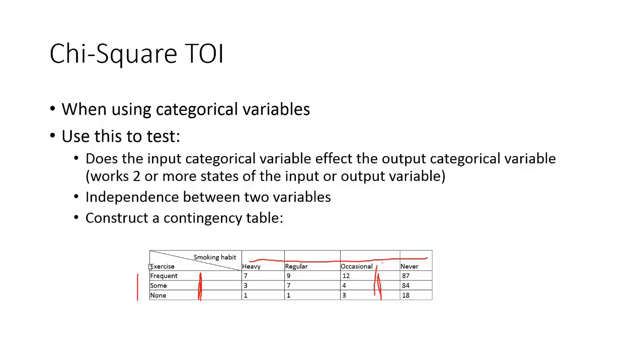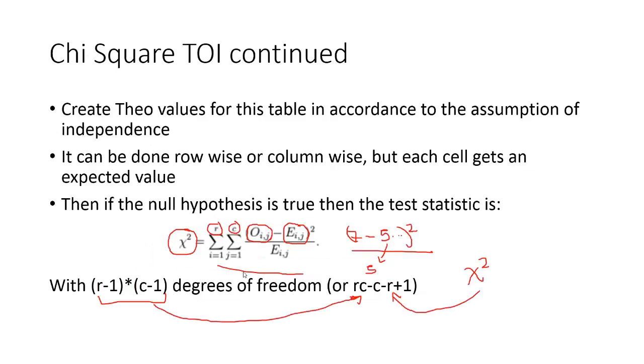Or it can be the other way around. Knowing that you're a frequent exerciser, does that help me in any way predict or make a statement about your smoking habit, right? Is there some relationship, or are these two variables independent of each other? The null hypothesis being that they're independent of each other, and a very low p-value in this chi-square test statistic will enable you to reject that null hypothesis, or you would fail to reject that hypothesis.